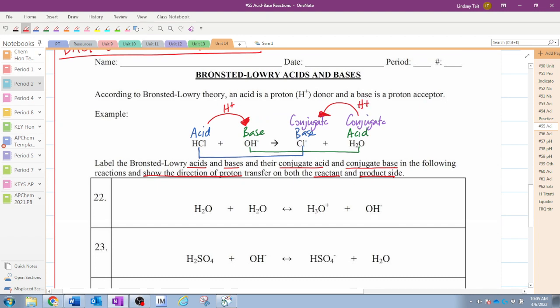Mrs. Tate, do the arrows always both point inward? No, sometimes they both point to the right, both to the left, both in, both out. It just depends on how the equation was written.